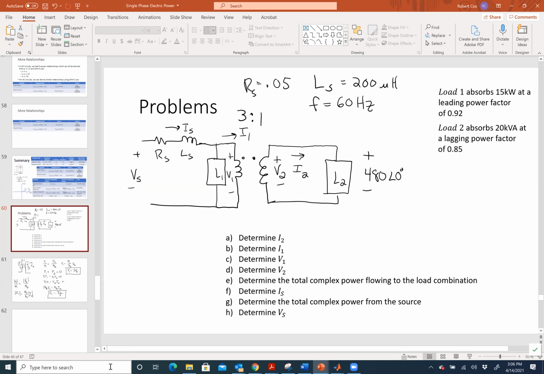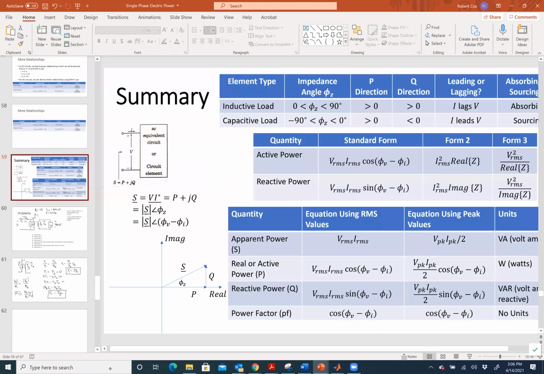We still haven't started the problem yet. So I2: load 2 absorbs 20 kVA at a lagging power factor of 0.85. I'm going to go to my summary slide here. So kVA.